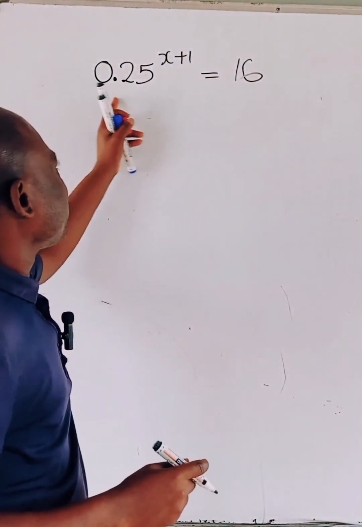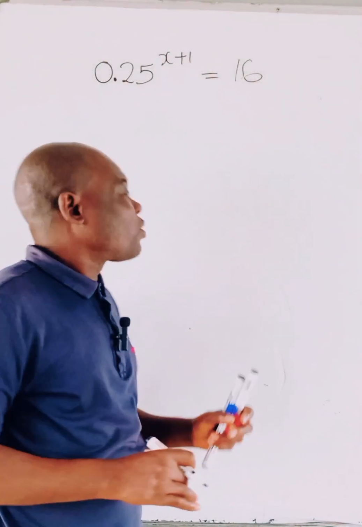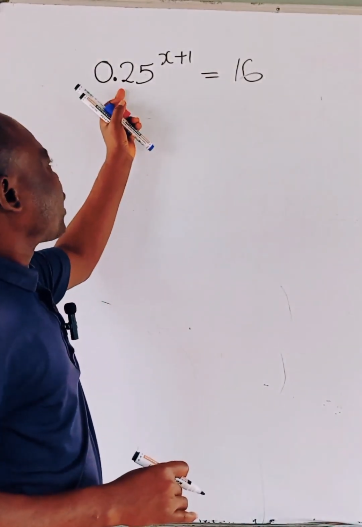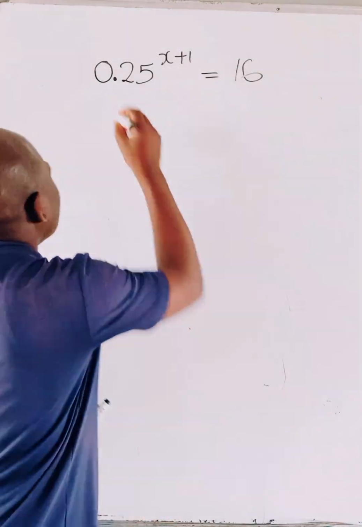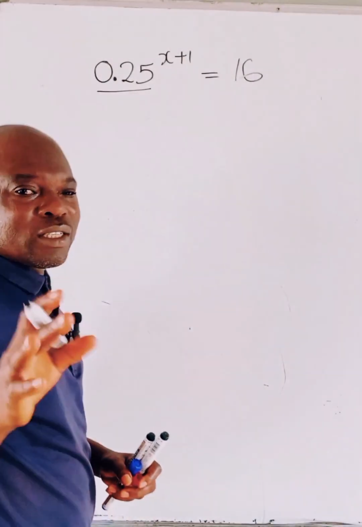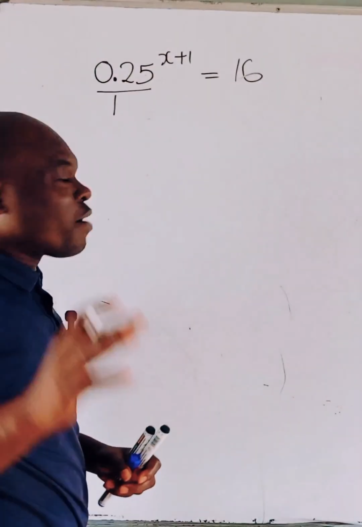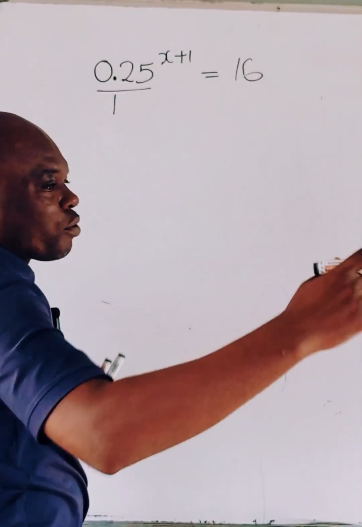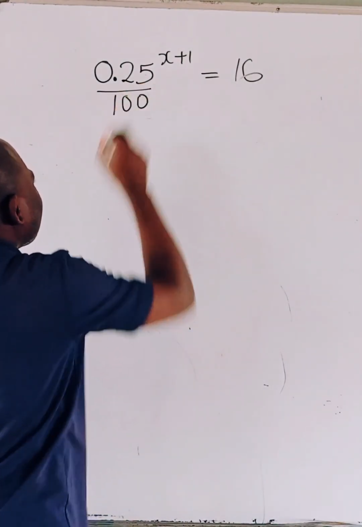This is decimal indices. For us to be able to get this result, we must change this to a fraction. To change this to a fraction, the first thing we do is rule a line under it, and then anywhere we see the decimal point, we put one there. Any other number after the decimal point to your right-hand side, you replace it with zero. So we have 0, 0.